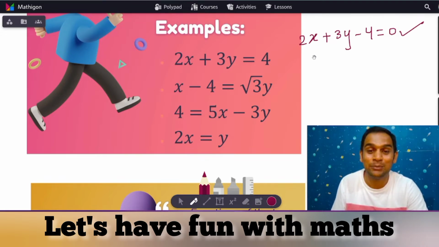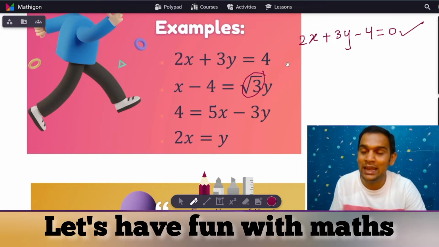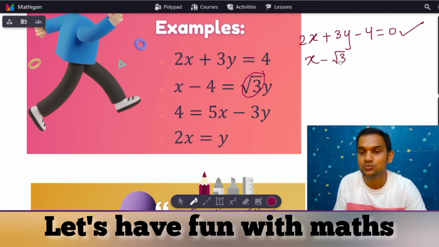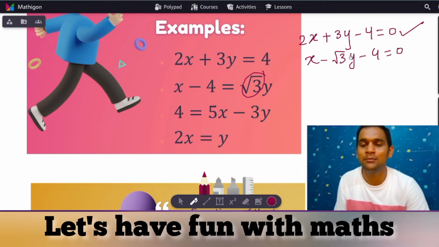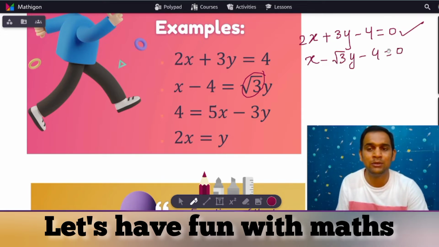So then x minus 4 equals root 3y. Now root 3 is a real number, right? So what does it say? a, b, c, a and b are real numbers. So can I write it in the form x minus root 3y minus 4 equal to 0? Obviously it can also be written in the form of ax plus by plus c.